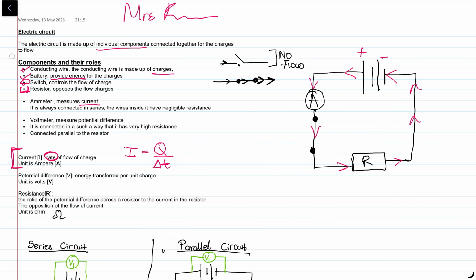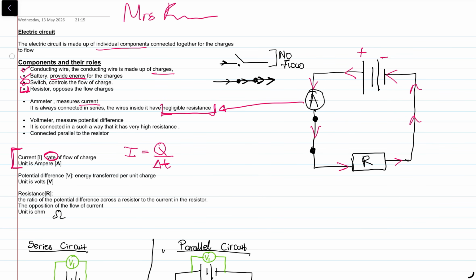And then when we said that the ammeter is there to measure current, the other question would be, but then aren't the charges going to get tired? Aren't they going to use up their energy as they are passing through the ammeter? And then the answer is no, they won't use up any energy. The ammeter has negligible resistance. This is the most important part. An ammeter has negligible resistance.